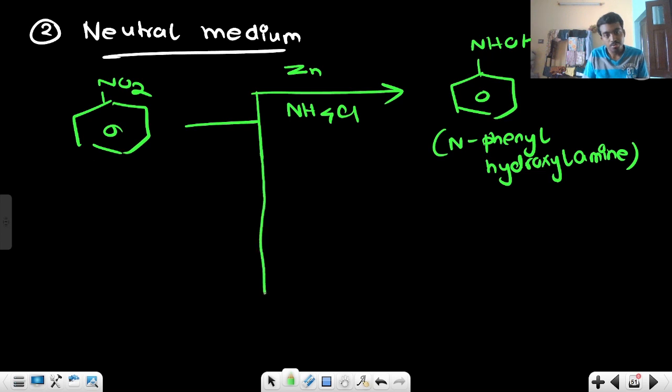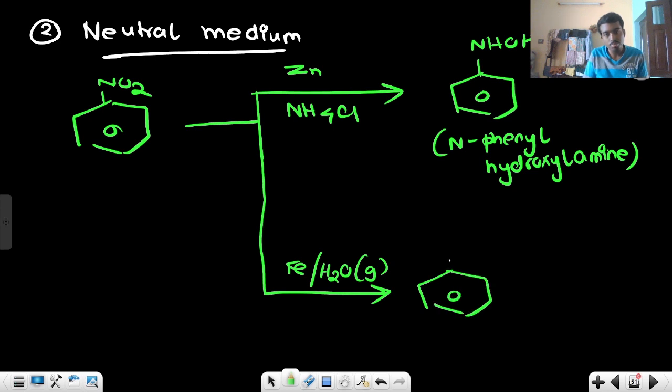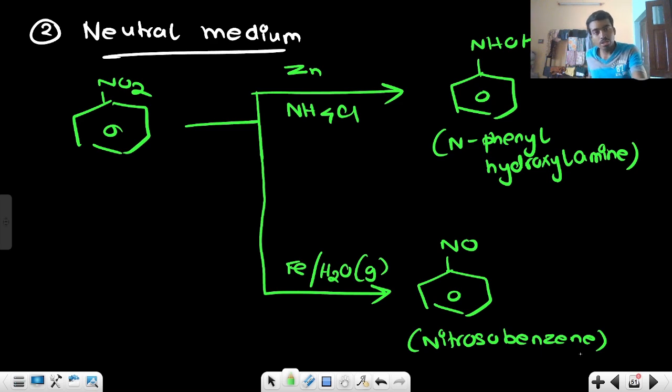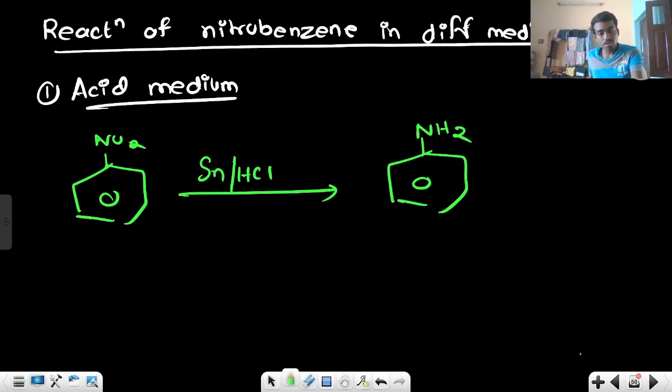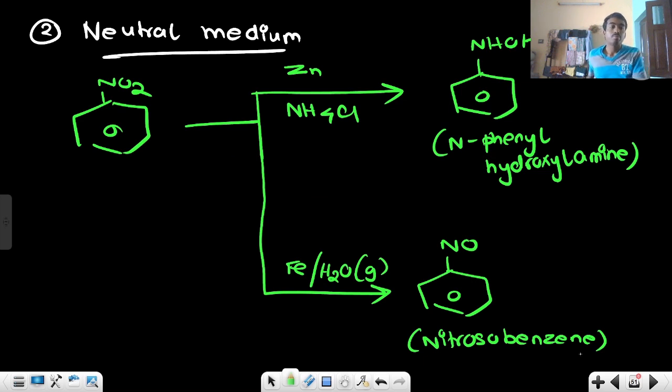Next. Second reaction: if I am giving iron along with water in gaseous state, then I will get nitrosobenzene, that means NO. Nitrosobenzene. Did you understand? So in acid medium, you could see aniline directly coming up. In neutral medium, we are seeing partial reduction happening, NHOH being formed, if we are giving zinc and NH4Cl. If we are giving iron along with H2O vapor, then you are getting nitrosobenzene.